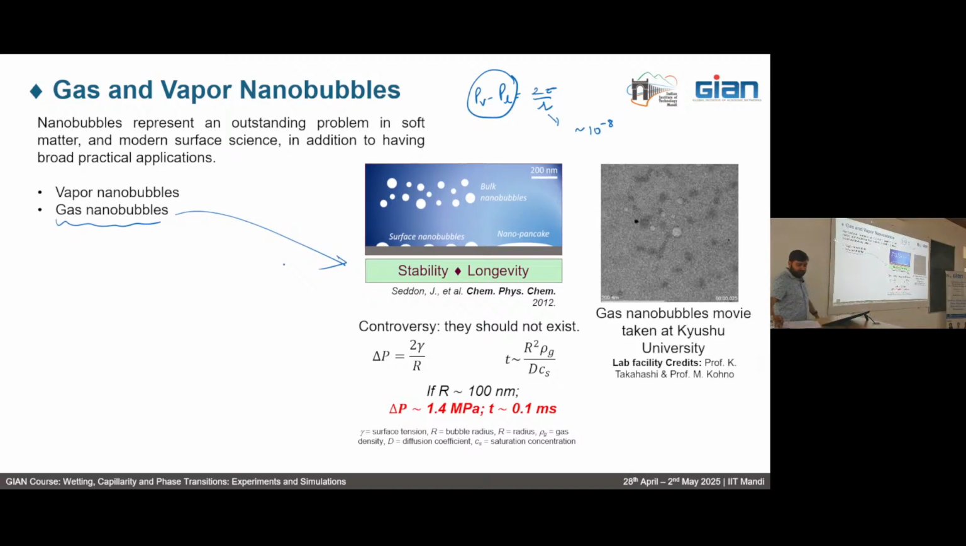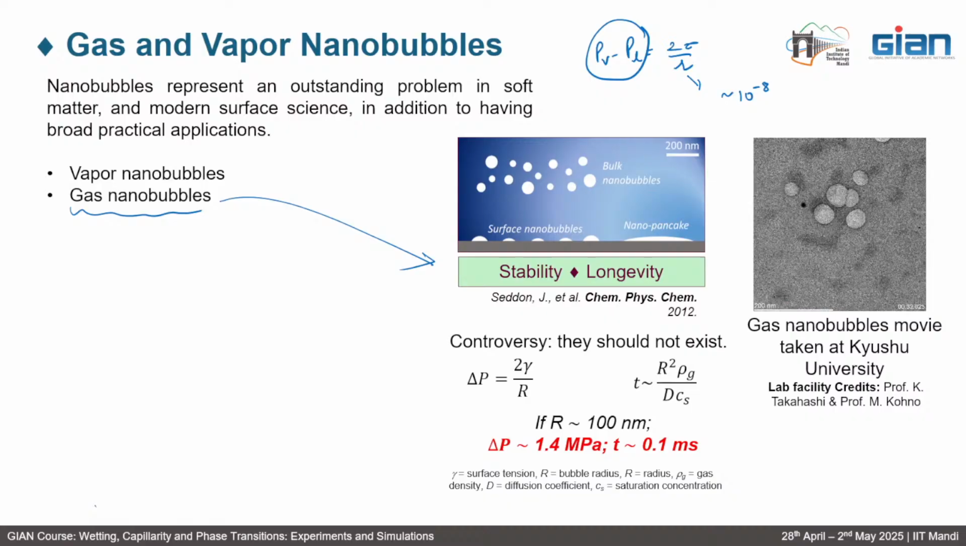And these are some bubbles on which I worked. Maybe I can show you this movie. This is a movie of bubbles nucleating. Okay, I think I have to switch it off. So just look at this scale. This is 200 nanometers. So these bubbles are on the order of around 50-60 nanometers.